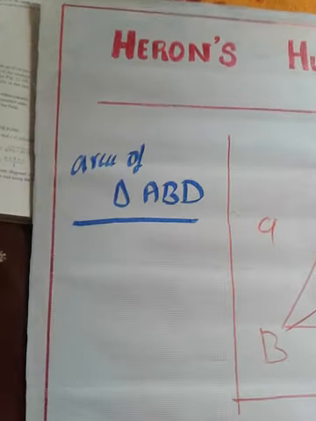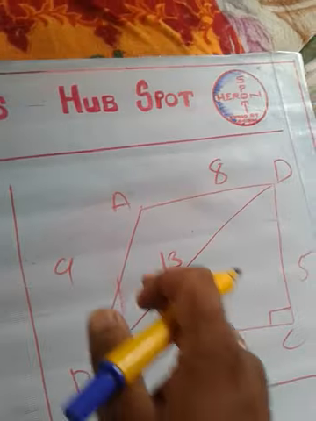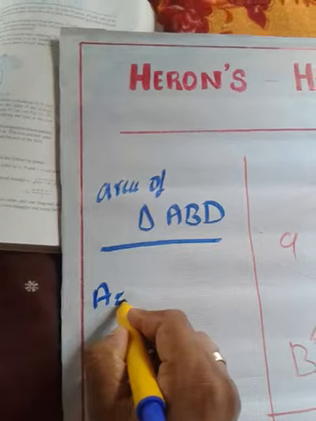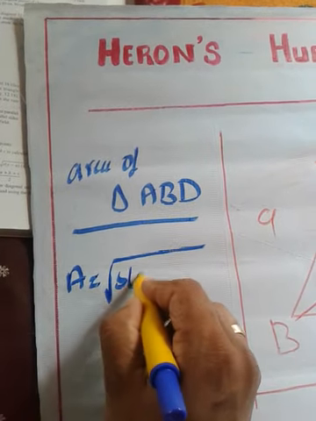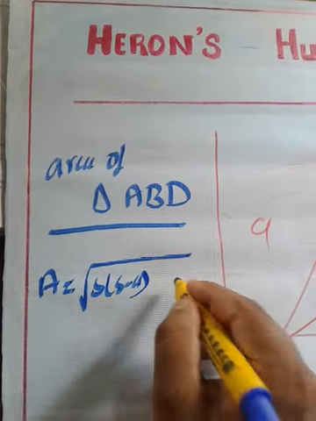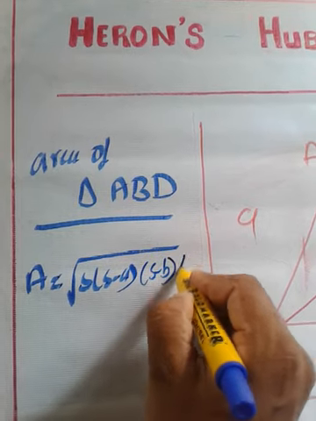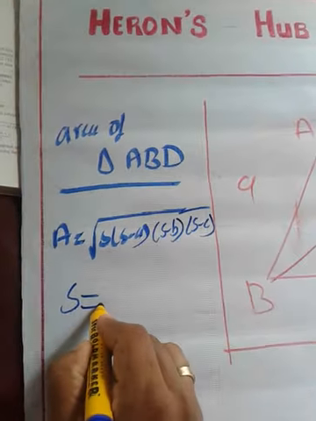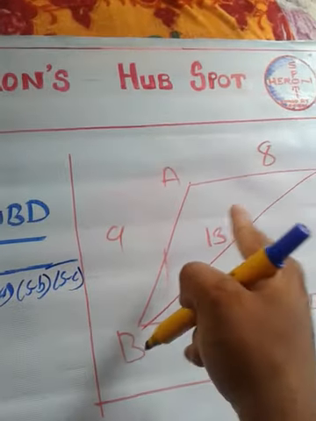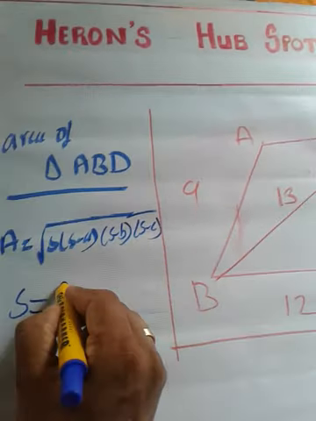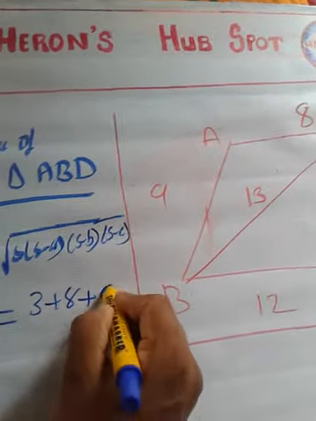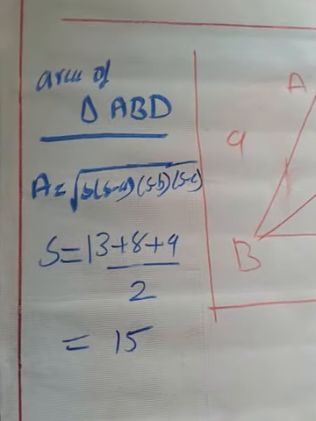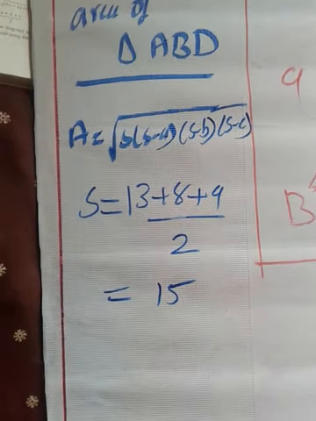So let me start with the area of triangle ABD. For the area of triangle ABD, we can use Heron's formula directly. Area is nothing but the square root of S into S minus A into S minus B into S minus C. Then what is the value of S? S is A plus B plus C by 2. That means 13 plus 8 plus 9 by 2. So I calculate the value of S. The value of S is nothing but 15.